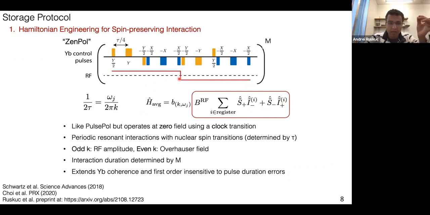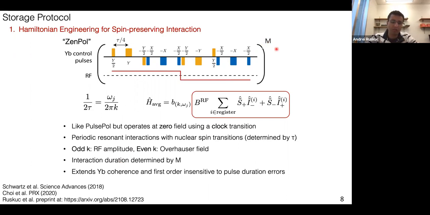In addition to that, this sequence also exhibits even resonances. This interaction here is generated when k is odd. When k is even, we also generate similar interactions, but with a strength which is dictated by the Overhauser field amplitude rather than this RF field amplitude. So we really want to use only these odd k resonances to generate our interaction. The duration of this interaction is determined by the number of sequence repetitions m.